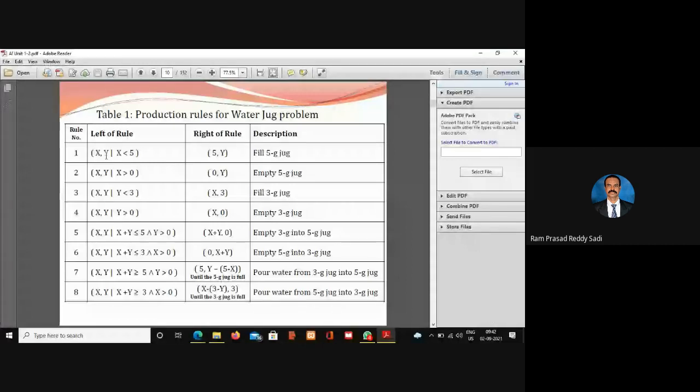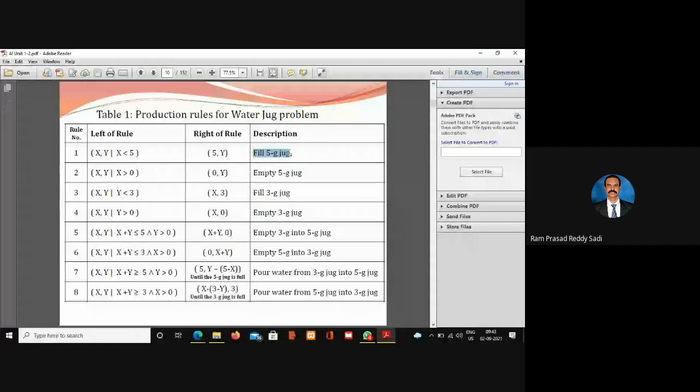So x is less than 5. That means it could be 0, 1, 2, 3, 4. When I say 0, it is totally empty. Now, what is it that we are trying to do? The right side of the rule. When x is less than 5, you can fill the jug and make it 5. So what will be the action part? Now the jug will have 5 gallons of water. What is the description? Fill the 5 gallon jug completely to its brim. That means it will have 5 gallons of water.